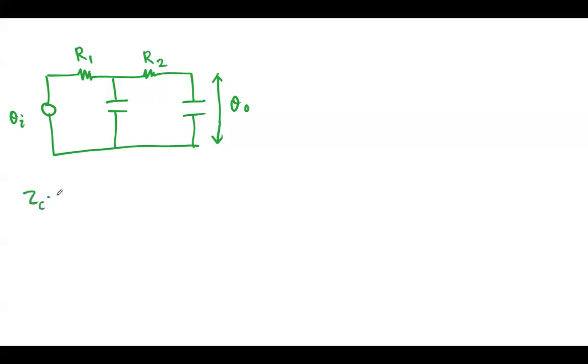For impedance of a capacitor, we can represent in S domain as 1 over Cs. For capacitor 1, we can write 1 over C1s, and for capacitor 2, we can write 1 over C2s. Then we can apply Kirchhoff's current law and Kirchhoff's voltage law to solve this circuit. Now I will write it.